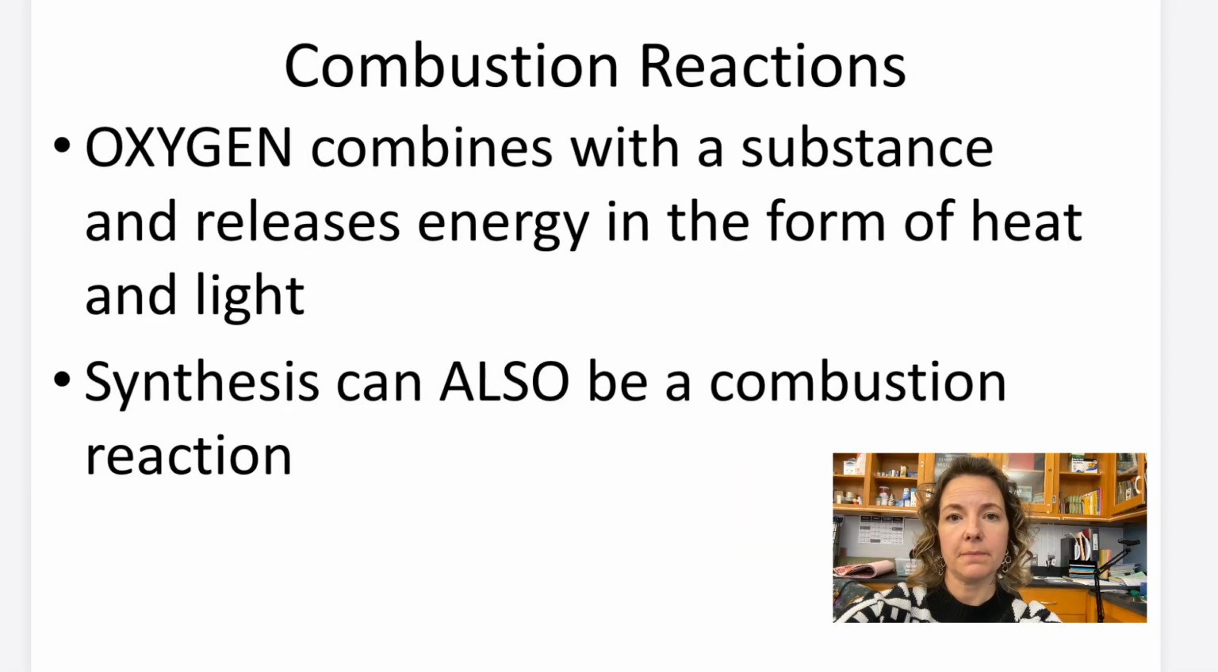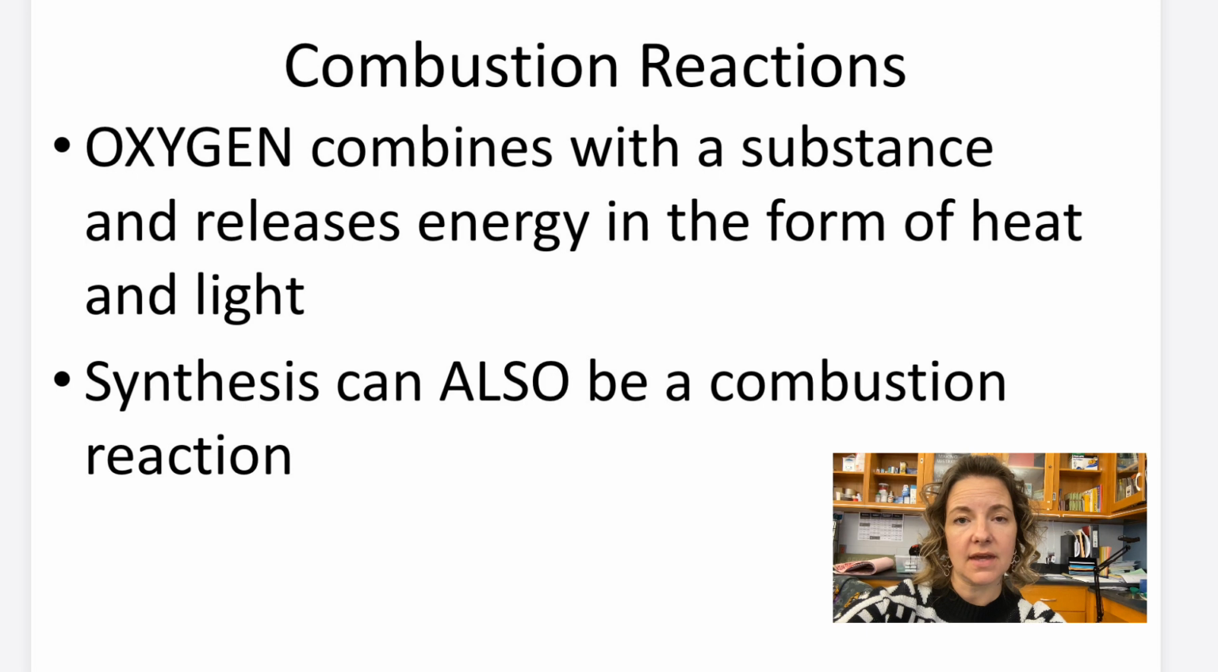Now let's talk about combustion reactions. How do you know something is a combustion reaction? If one of the reactants is oxygen, then it is a combustion reaction. So combustion reactions are something reacting with oxygen. Now here's the interesting thing. A combustion reaction can also be a synthesis reaction.